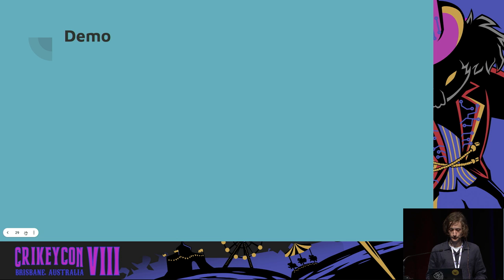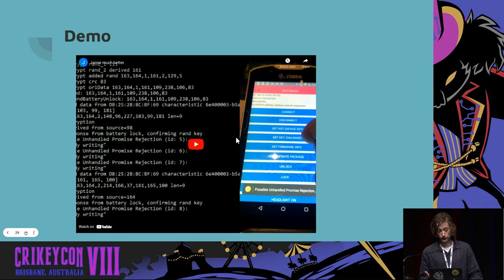So I've got a bit of a demo. This demo goes through connecting to a device that I don't have the proper key to. It's going to run the random number thing that I made, and then it's going to check against some battery commands, and then eventually it's going to give us a successful communication key. So I'll just play that now.